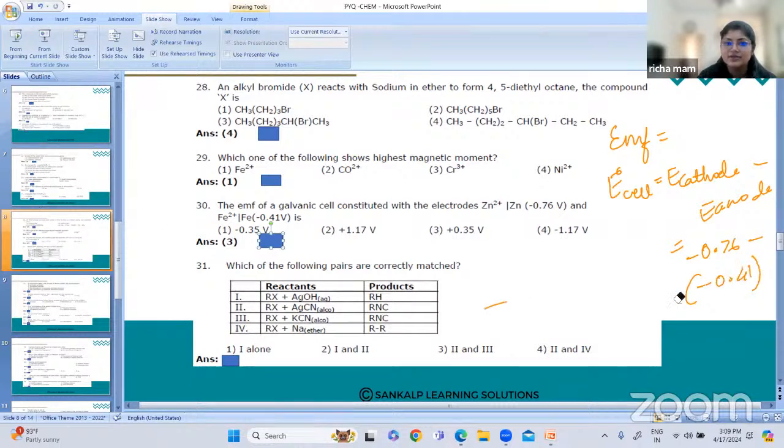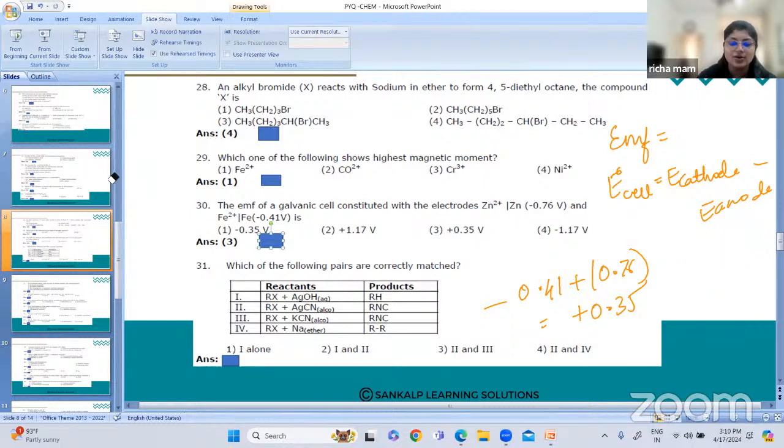So if you take 0.41 minus 0.76 volt, it will be plus 0.35. So this is E cathode minus E anode. So oxidation and reduction: your reduction takes place by your Fe. So reduction minus oxidation, like this. So it is option number 3. Whoever has answered option number 3, it is the correct answer.